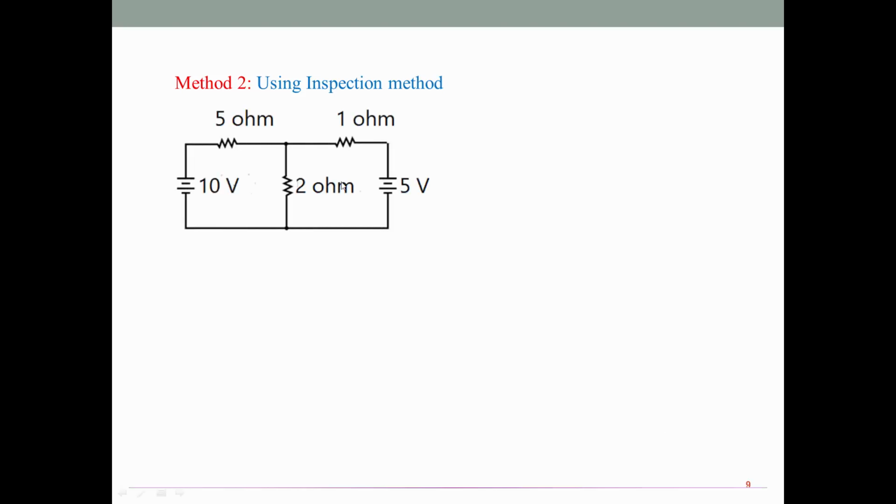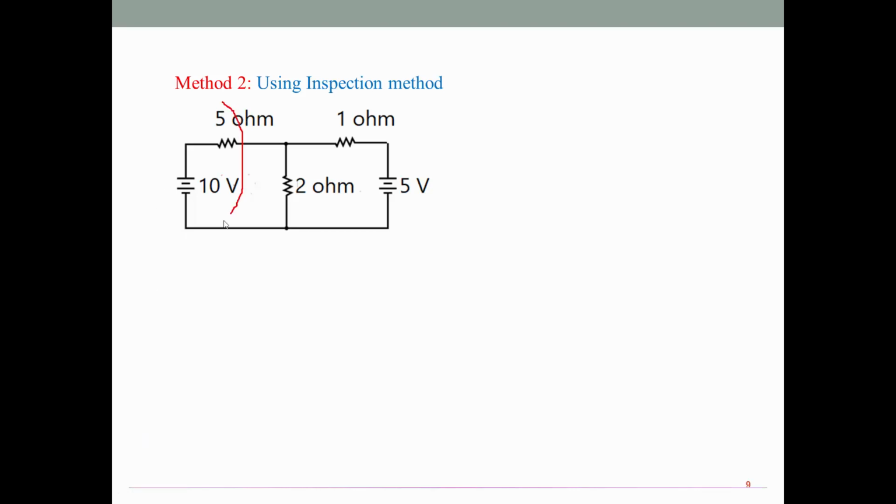Let me take the same problem and try to provide the solution using the inspection method. This is the actual problem I have solved in the previous slide. Now consider this problem using the inspection method. The primary step is to identify if there is any voltage source. Of course, I have two voltage sources. I want to convert these two voltage sources into current sources.